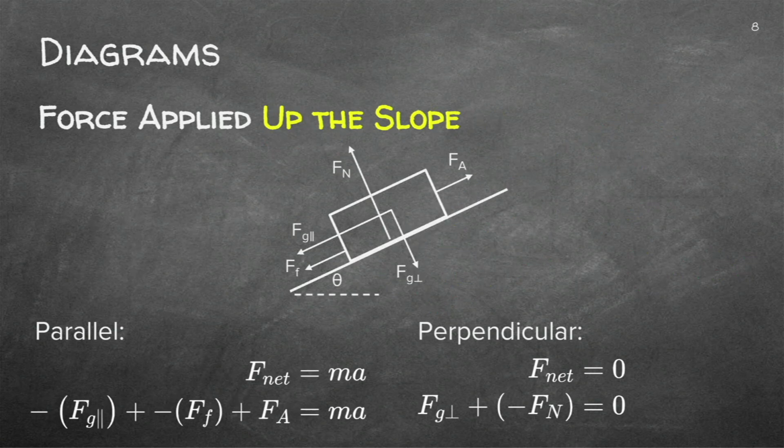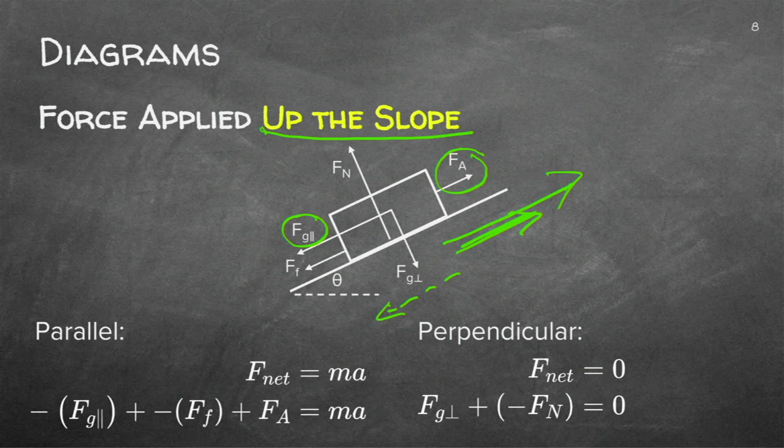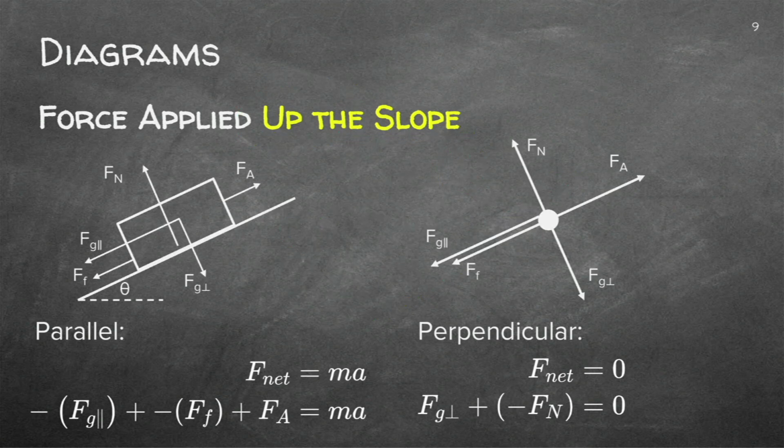Let's see if it's up the slope. If it's going up the slope, the applied force will go upward. This whole box, or whatever the object is, will move upward. But you'll still have the downward gravitational parallel component because gravity is pulling it downwards. And because it's moving upward, you'll have friction to the opposite side. Make sure that you identify the direction. Is it up or down? And then according to that, get your correct directions and your net forces.